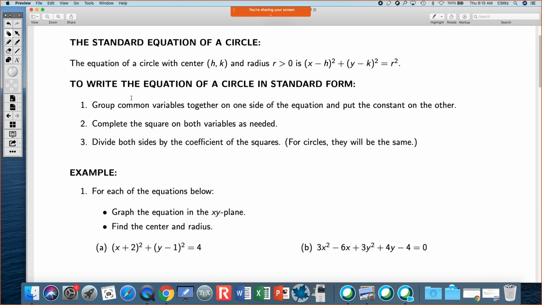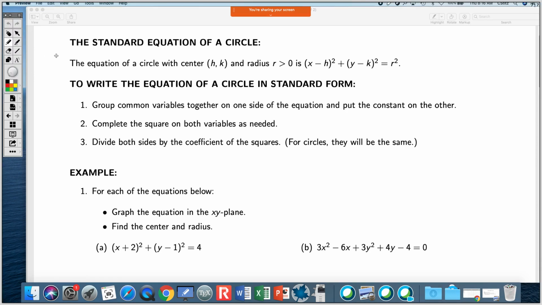So here's the standard equation of a circle. This is what we just derived here. And once again, don't make this any more magical than it is. It's just an application of the distance formula.